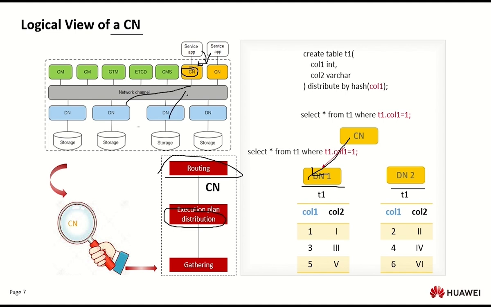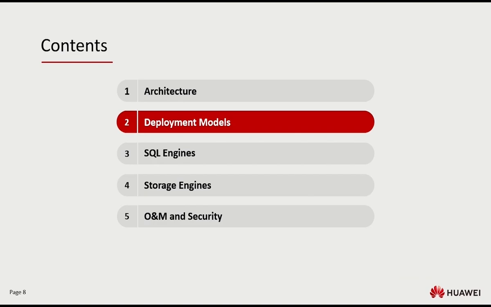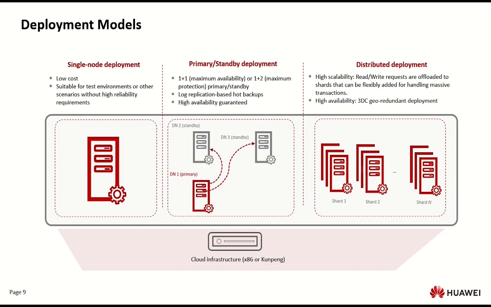It may involve multiple data nodes. Each of the data nodes will execute the statements, generate the result and send it back to the CN. Finally, the CN will do another task, which is gathering. It joins all the results from the data nodes together, unions them together, and then finally sends them back to the client side.